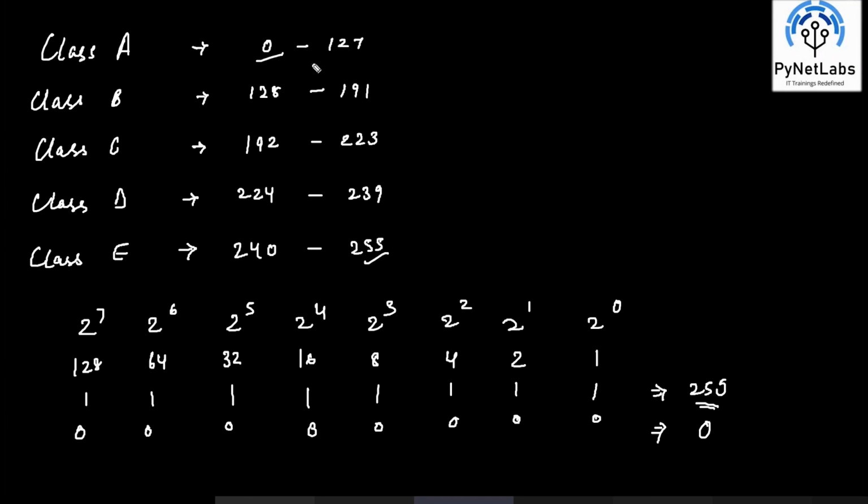We will discuss this more deeply in the coming classes, why class A ranges from 0 to 127 only, and why class B is from 128 to 191. We will discuss this in the coming days. We will also discuss how many out of these 5 classes are available for our use, and how we can use these classes to make communication between devices possible.